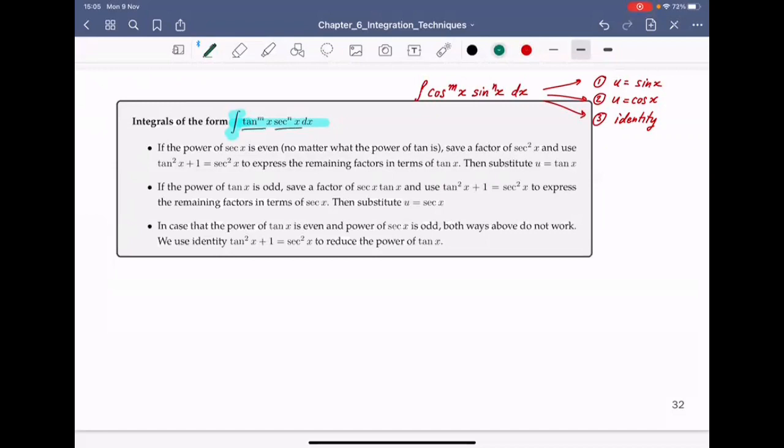So when you look at the problems, you're going to have three choices. The first one is you pick u equal to tangent. The second one, you can pick u equal to secant. The third one, if number one and number two do not work, you can try to use integration by parts. So we're going to show you some examples.